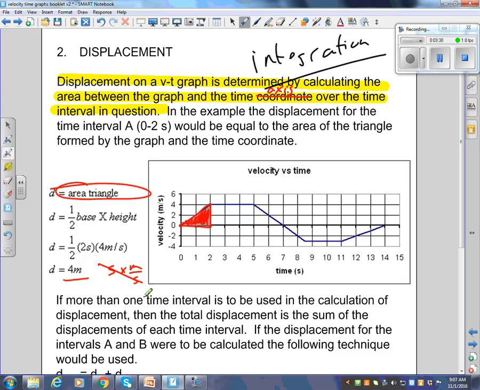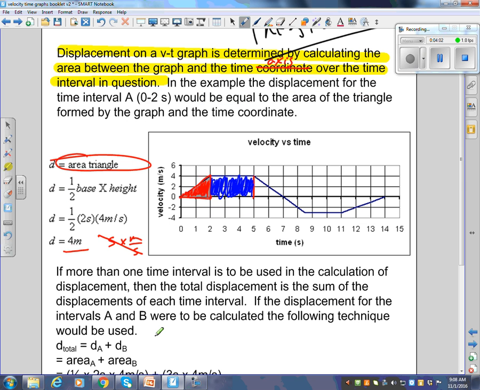Now, what do you do if there's more than one time interval to be used? Like, what if I ask you for the displacement between 0 and 5? What do you do? Do you have to color it in, by the way? No, I'm just doing this for visual effect. You've got to do them both. If more than one time interval is to be used in the calculation of displacement, then the total displacement is the sum of the displacements of each time interval. If the displacement for the intervals A and B is to be calculated, the following technique would be used. So the total displacement would be the displacement of A plus the displacement of B, which in this case is blue.